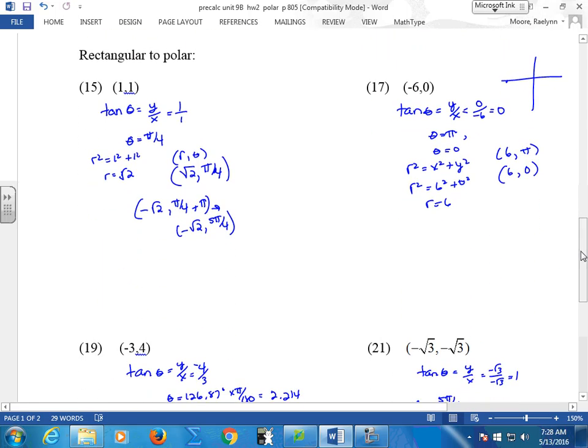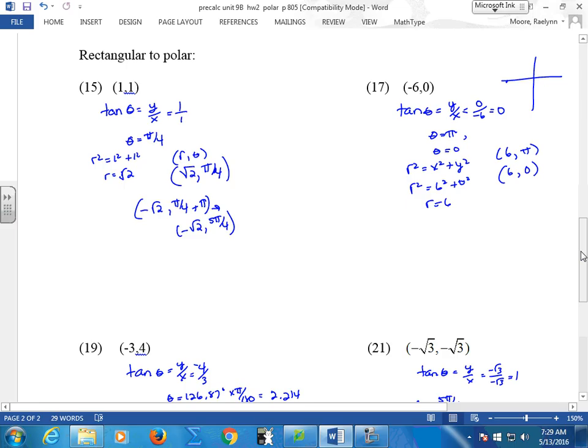And then the rectangular to polar, we use your tangent, because it deals with an x and a y, and we use your x squared plus y squared equals radius squared, a squared plus b squared equals c squared, because that deals with your x and y. So those are the two things that we use to go rectangular to polar. And again, if you get a feel for where your point is, you can see where you're going with it.